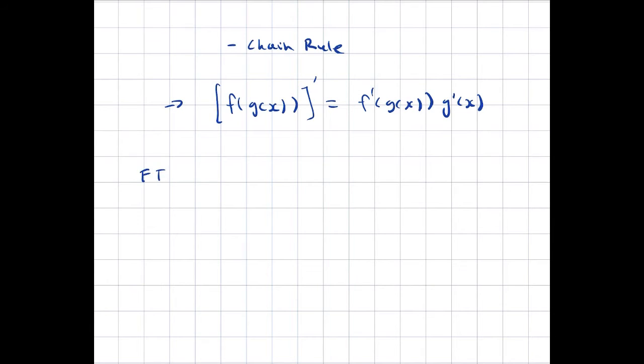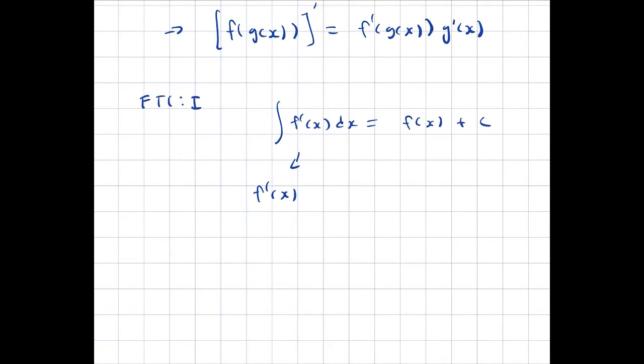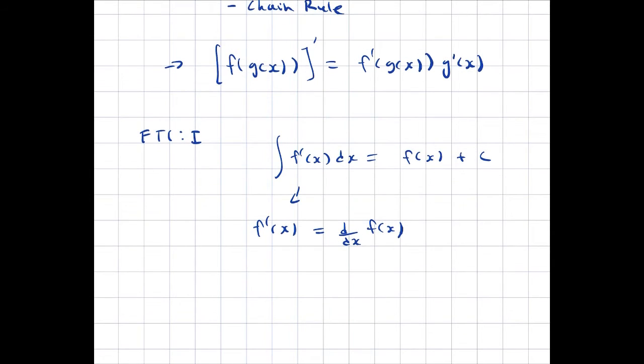Fundamental theorem of calculus, part 1, says that the integral of the derivative of a function, so not of f of g, but just f of x for any function f, integral of f prime of x dx is equal to f of x plus a constant. And of course, here f prime of x, although we're using this prime shorthand, is understood to mean the derivative with respect to x of the function f. And so we can combine these two things. How can we combine them?